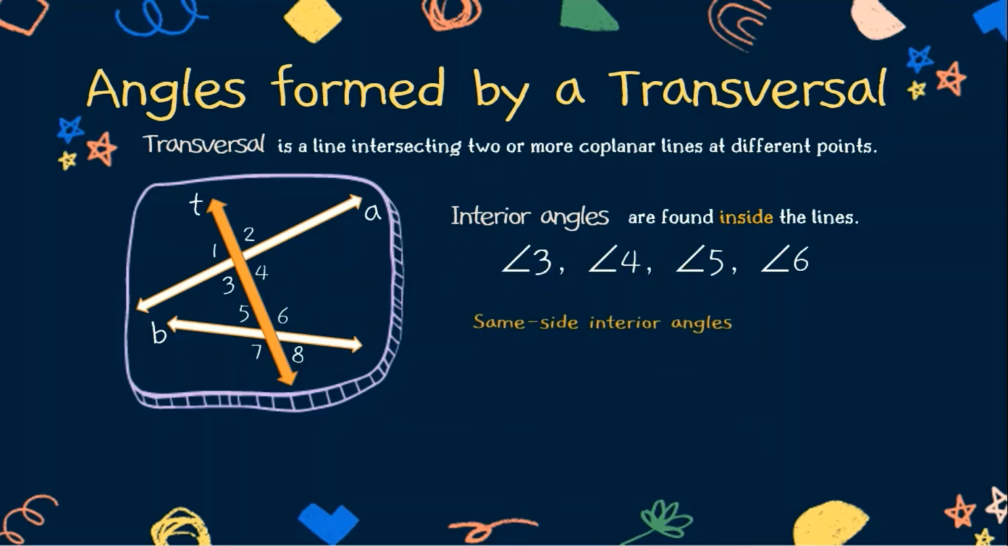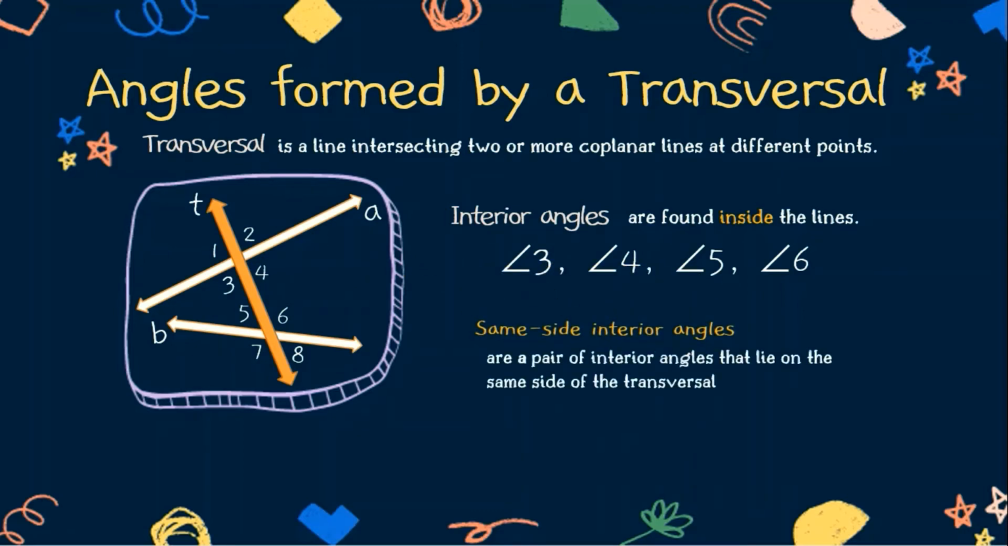We also have same side interior angles. This is a pair of interior angles that lie on the same side of the transversal. Meaning, parehong nasa kaliwa at pareho ring nasa kanan yung magkapares na angle. First, we have angle 3. Ang kapares niya ay angle 5. So, both of them are interior angles and both of them are on the same side, nasa kaliwang bahagi ng transversal. Angle 3 and angle 5 is a pair of same-side interior angles.